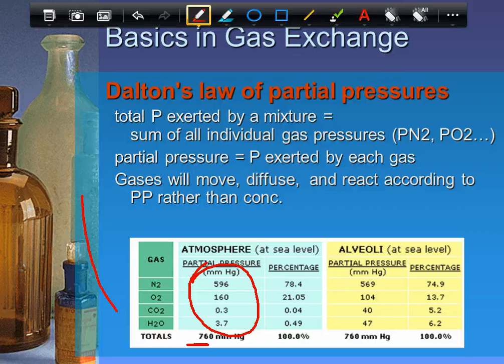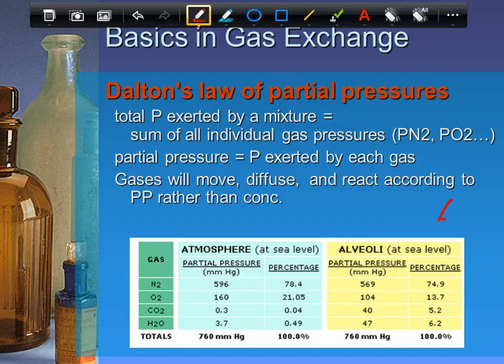Now, look at this definition. The total pressure exerted by a mixture is equal to the sum of all individual gas pressures. Okay, so this plus this plus this plus this equals this, which is the total pressure of the mixture. That's what Dalton's law is.